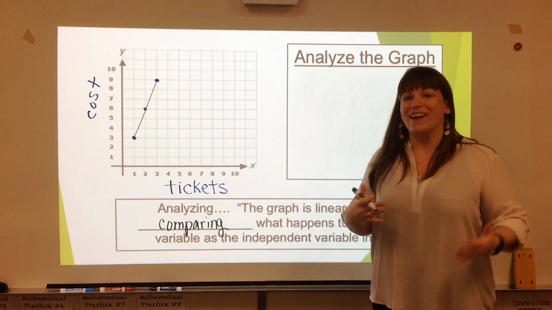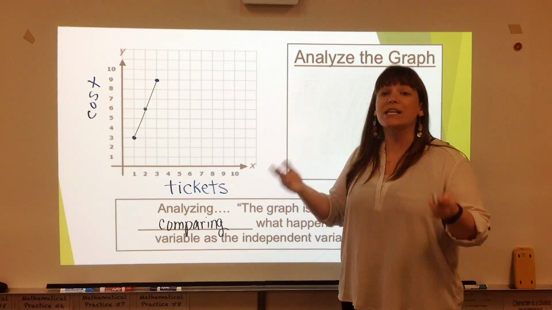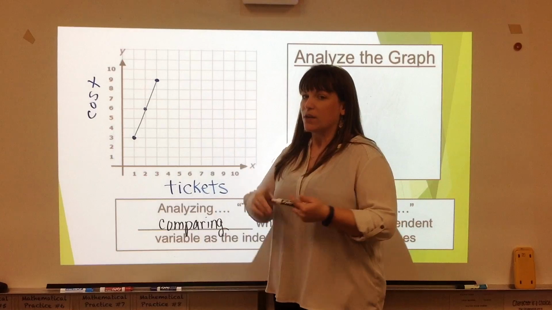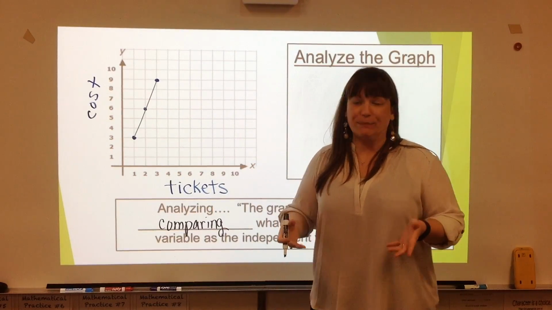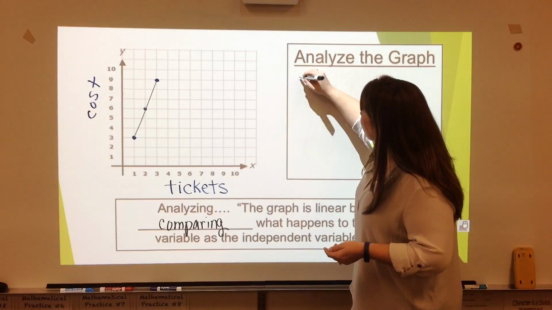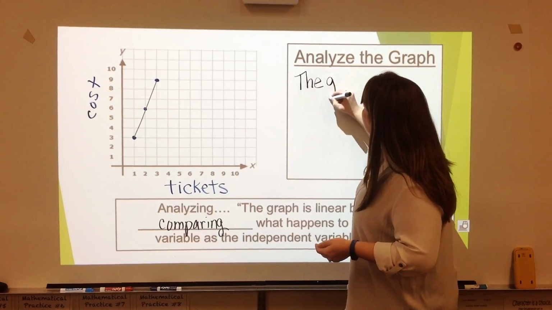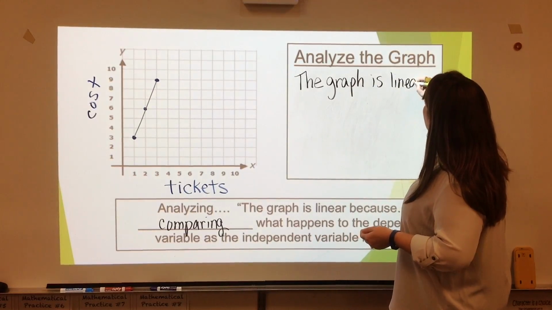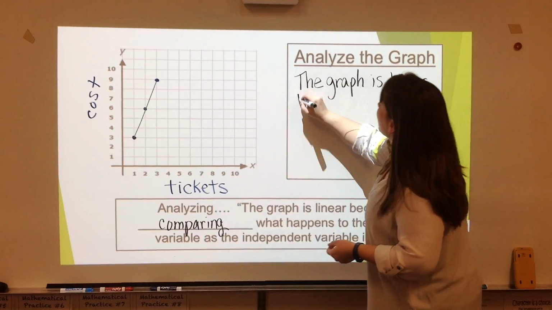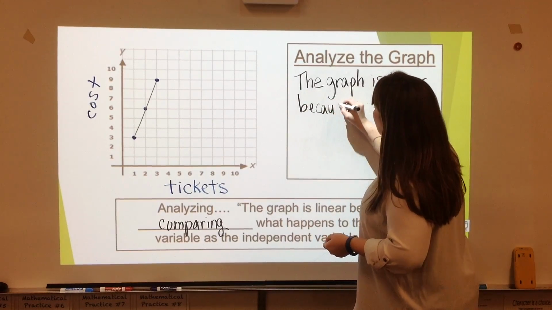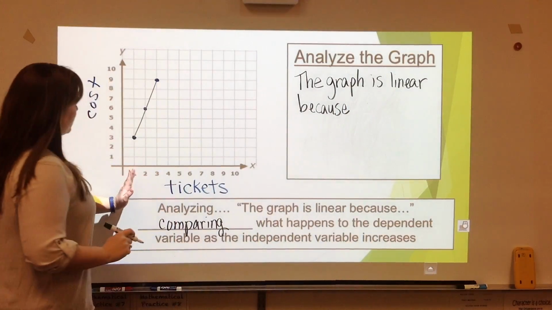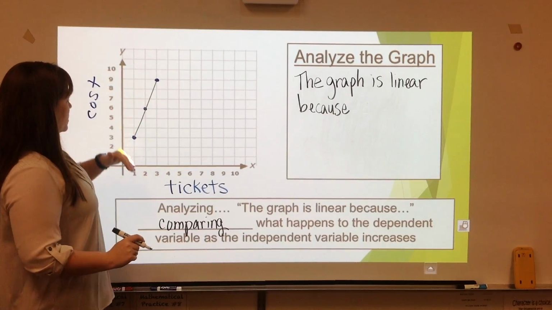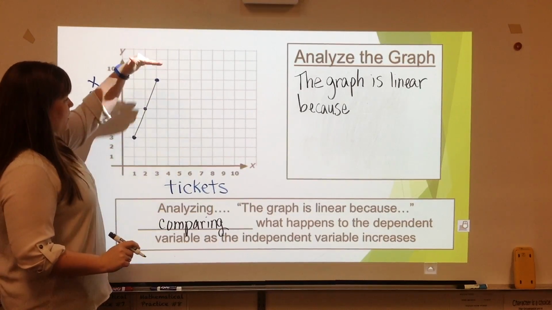To start off our analysis, we can always begin with saying, hey, the cool thing that happens is that it's in a straight line. And that's the verbiage of linear. So we're going to use the word linear. The graph is linear. Linear means straight because. And when we look at the one ticket, it's at a 3. We move over a ticket and it jumps to 6. We move over another ticket, it jumps up to 9.